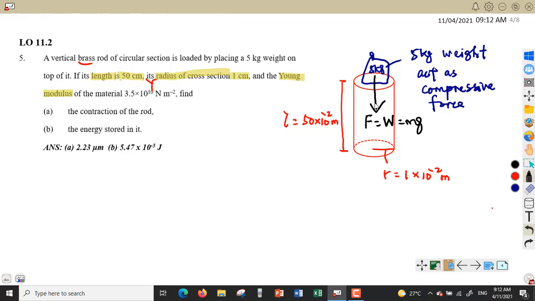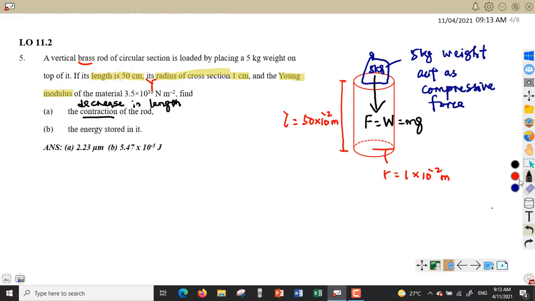So what is going to happen? The rod will contract. Contract here means decrease in length, because of the compressive force. So weight 5 kg ni akan mampatkan rod tu. Because of this compression, there will be a decrease in length of the rod. So we need to find the contraction, how much is the decrease in length of the rod.